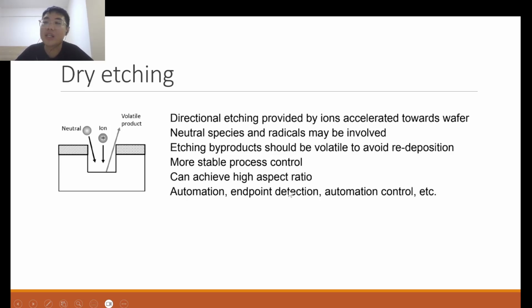Okay? And so in the actual semiconductor fab, there's implementation of things like automation, endpoint detection, automated control of the etch process, etc. So endpoint detection is, for example, a way in which the machine can detect when to stop the etch. Maybe you can tune it such that it stops the etch once a certain layer at the bottom is exposed. And how do they know that the layer is exposed? There can be various ways such as spectroscopy and things like that.